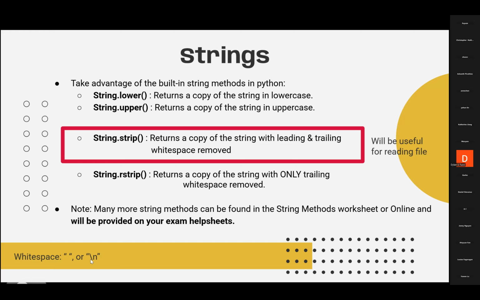White space can be a blank space or a new line. And this will be very helpful when you deal with the reading file material. And then there's also string.rstrip. Instead of removing leading and trailing, you can remove just the trailing white space.